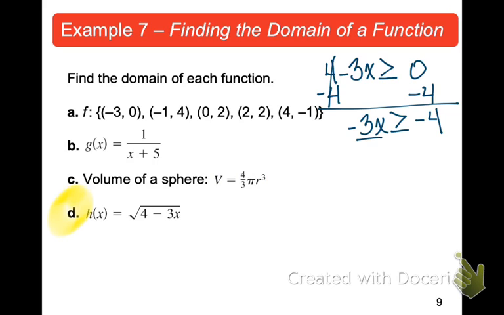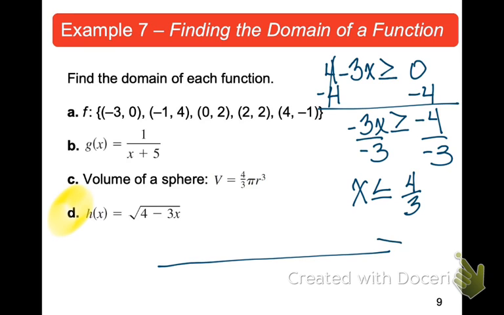When I divide both sides by negative 3, what happens? I do get a fraction. What do I have to do with my inequality sign? I flip it. I reverse it. You reverse your inequality sign when you multiply or divide both sides by a negative. And I did here. So now the domain of this is x is less than or equal to 4/3.